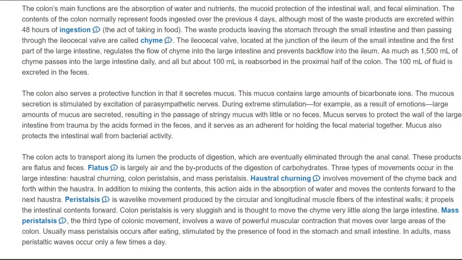This came from, I believe, page 1210 in your book. I just wanted to highlight this area. Please read this area so you can understand the process of what's happening in our body. Ingestion, chyme, why is there flatus? Peristalsis, what is it? I want you to read that, and if you have questions, come back and let me know.